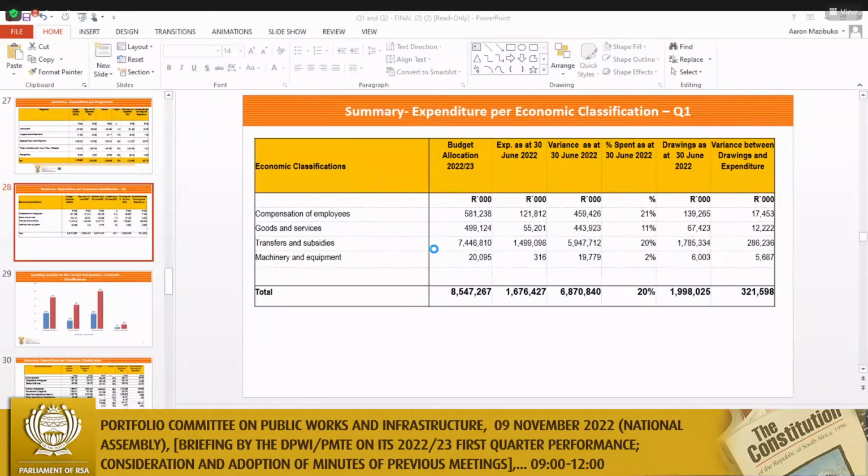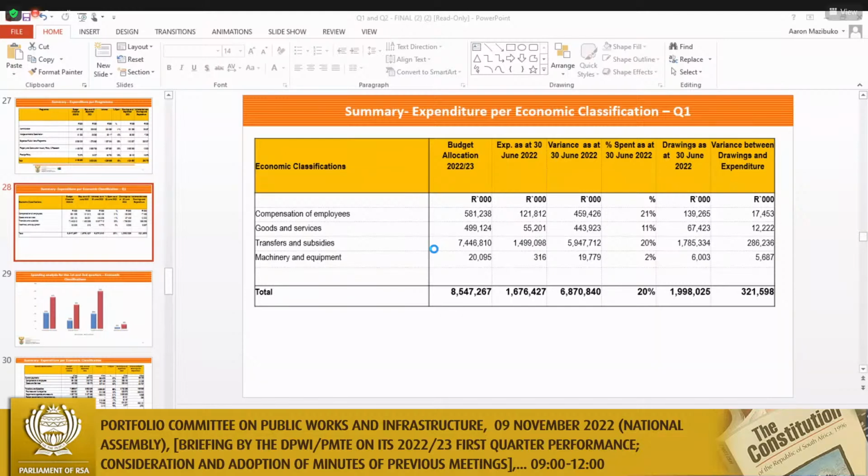So the reason for the positive variance is because of the delay in the filling of the positions, as the Deputy Minister indicated that in some instances, some of the appointments were from internal, and as such, as we fill one position, the other one becomes vacant.